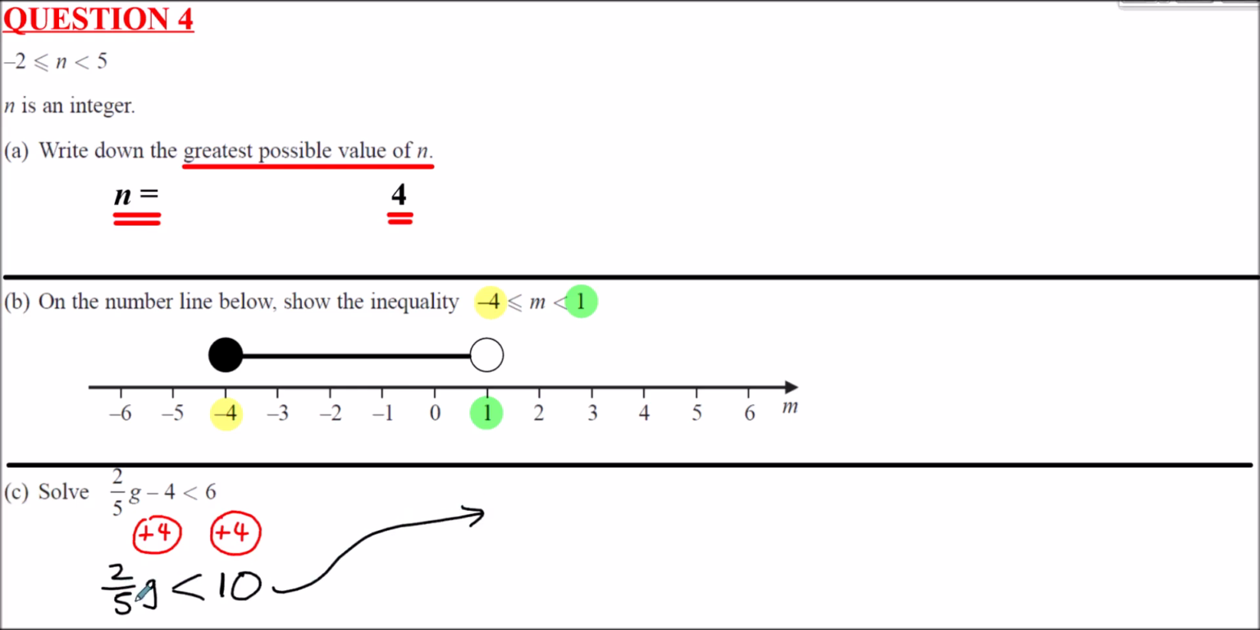Now, I don't want 2/5 of g, I want to have g on its own. g's been divided by 5. So what I could do here, I could undo dividing by 5 by multiplying both sides of this by 5. So 2/5 times 5 is just 2. So on this side, I'm going to get 2g is less than 10 times 5, which is 50. Finally, if I now divide both sides by 2, I can see that g must therefore be less than 25.